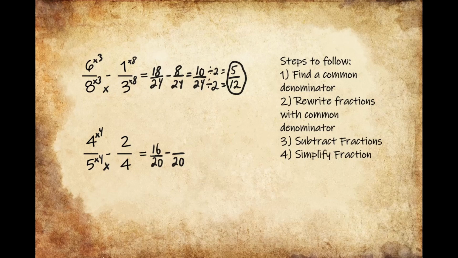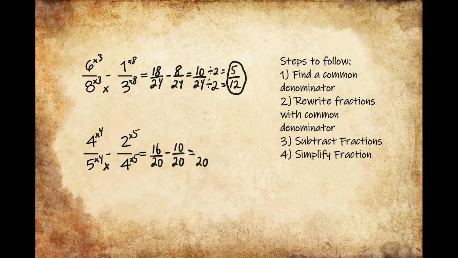Now we're going to do the same thing for the other fraction. So 4 times 5 gave us 20. So we're going to go ahead and multiply the top number by 5 as well. And 5 times 2 gives us 10. So now that our denominators are the same, we can go ahead and subtract these fractions.